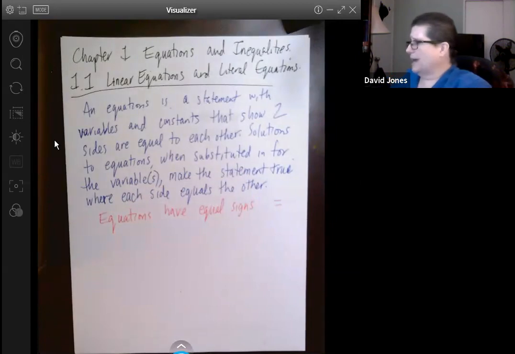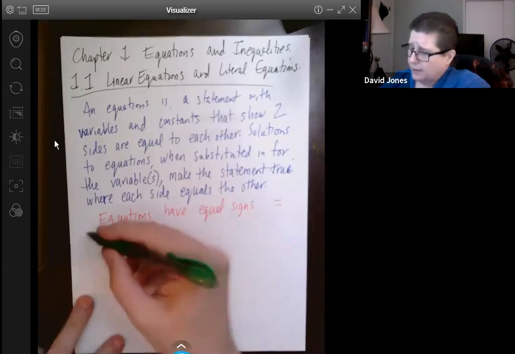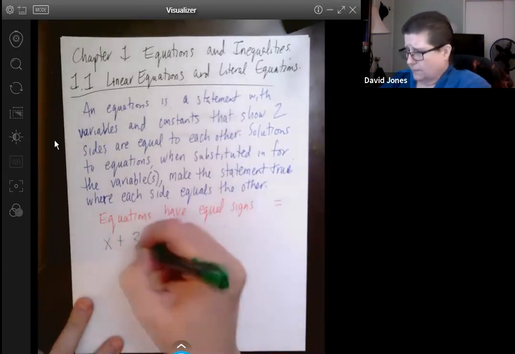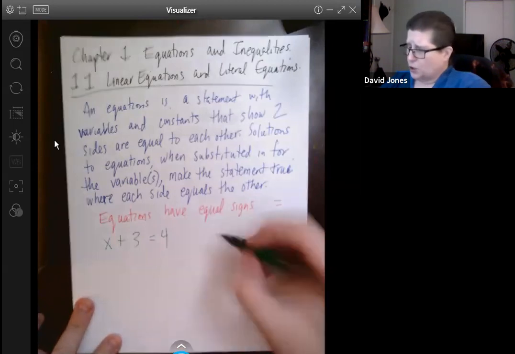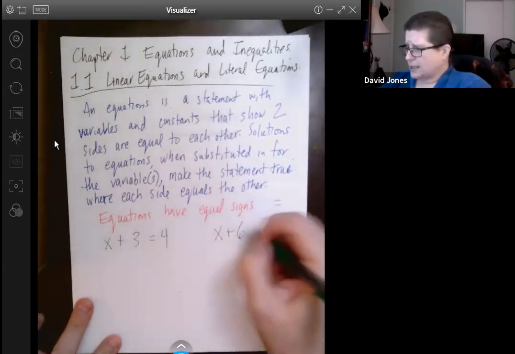Generally, we have a variable or symbol in there that we don't know the quantity for, and we're solving for it. I could have something like x plus 3 equals 4. Or I could do x plus 6 equals 7.